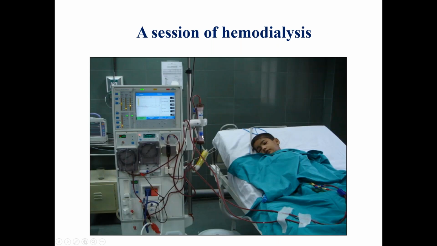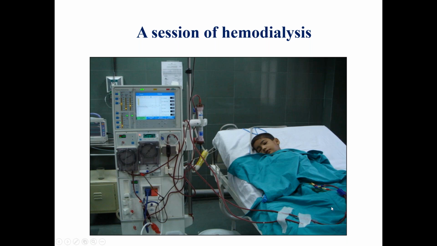Now this is from our own dialysis unit. You can see a child being dialyzed, and this is the vascular access in the form of a double lumen hemodialysis catheter. This is a dialysis machine. It has two ports. These are actually the two pumps, and here you have the dialyzer.